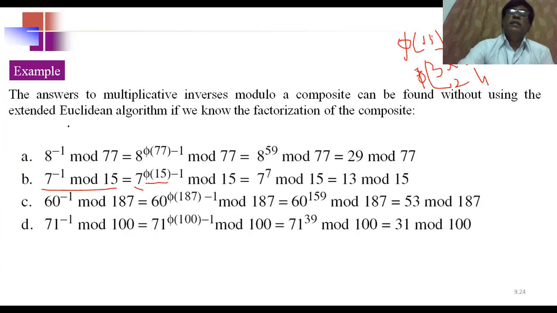So how do we calculate a number with an exponent under modulo division with some value? I already explained that in the previous class.